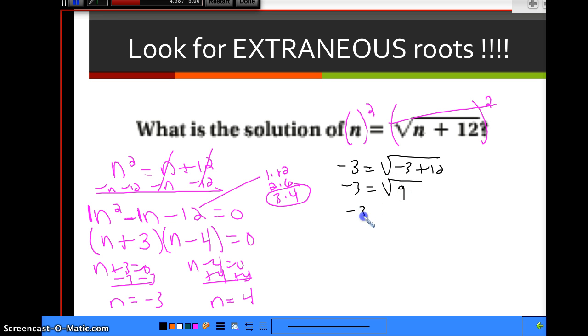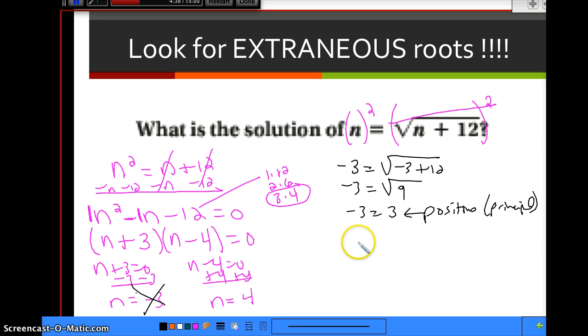9. And the square root of 9 is plus or minus 3, but when you check, you're going to take the principal root, which is the positive. So this one does not work. Okay, so that's a little bit tricky.